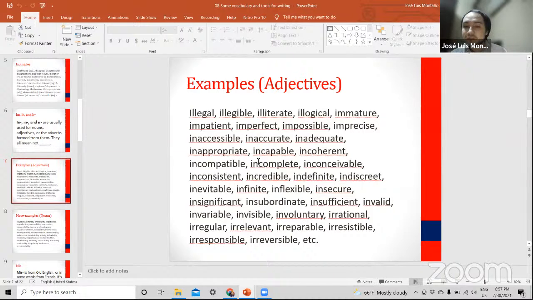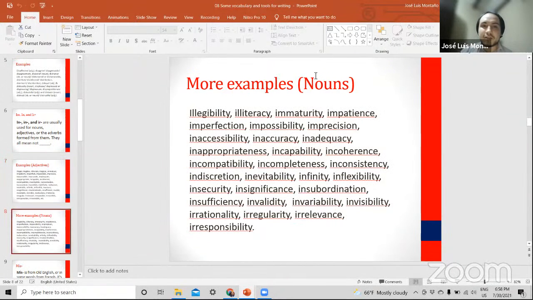Irresistible, irresponsible, irreversible, etc. So you have a lot of interesting words in this category. These are adjectives. So, right, instead of saying that's not legal, that is illegal, right? That's not perfect, no, that's imperfect. That's not possible, that's impossible. And so on and so forth. We understand that clearly.